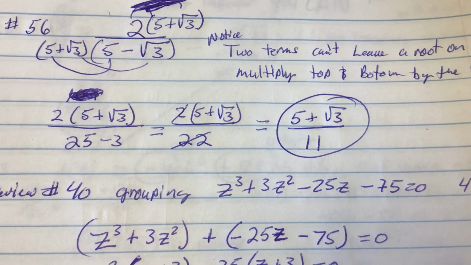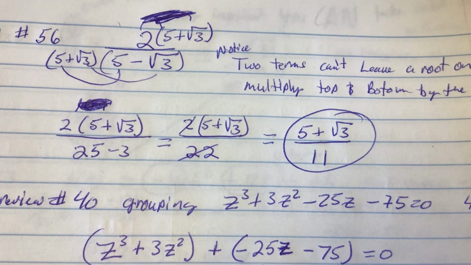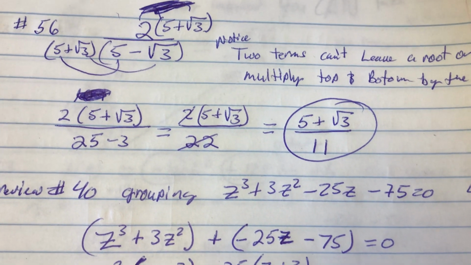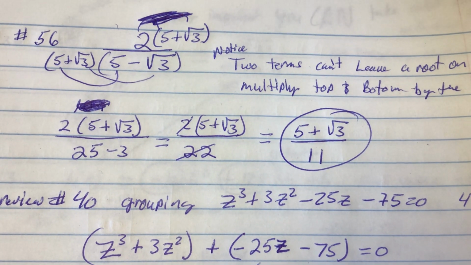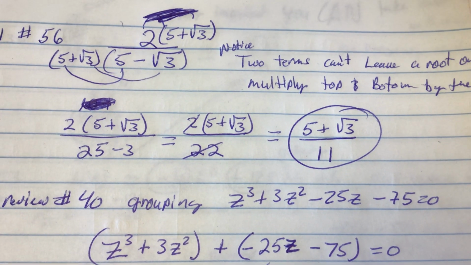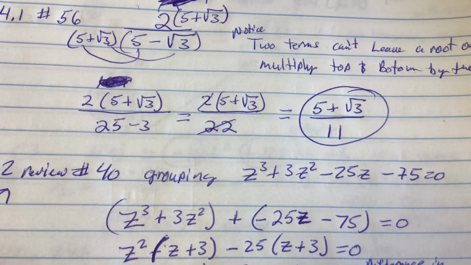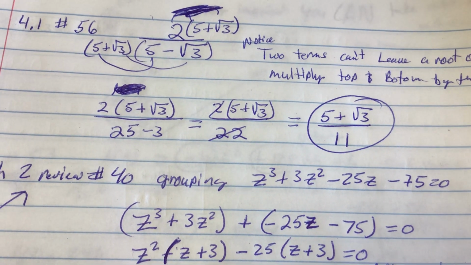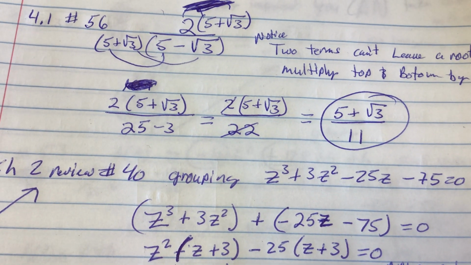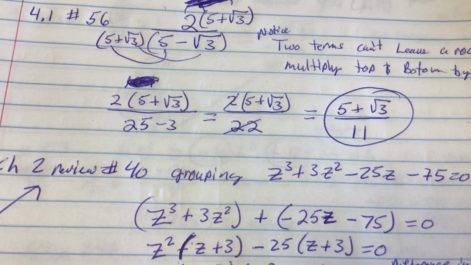Okay? Now I'm going to factor out the common factor between each grouping. So the common factor between z cubed and plus 3z squared is z squared. The common factor between -25z and -75 is -25. So I factor out the z squared, and by factoring it out, I mean I'm going to divide it out. So z cubed divided by z squared will leave z, and 3z squared divided by z squared will leave 3.